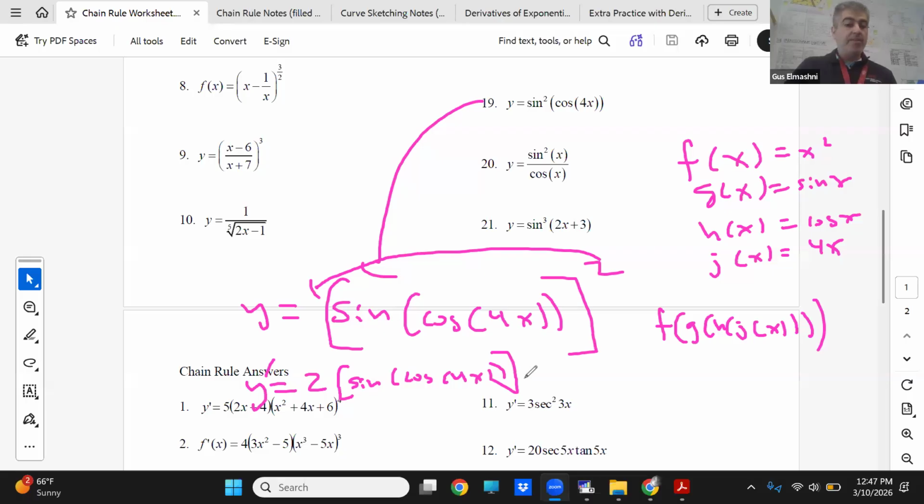Okay, then take the derivative of sine. What's the derivative of sine? It's times cosine, and then keep the inside of the sine function intact. Hopefully that makes sense.